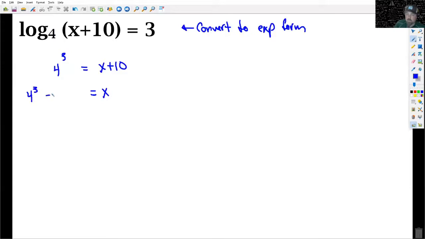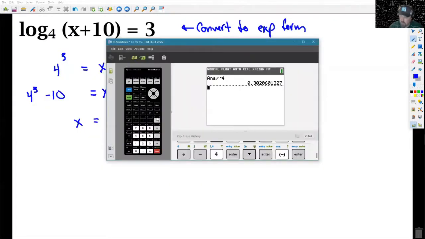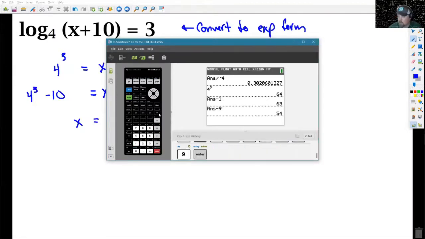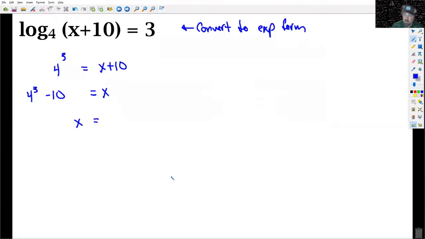4 to the third minus 10. And then we just plug that in. There is no rounded for this one, so we're going to get an exact answer because there's no log involved in the answer at all. We got rid of it. And I'm going to write on the other side. So we go 4 to the third, so 4 to the power of 3, and we're going to minus 10 from that thing. So that means we get an answer of 54.